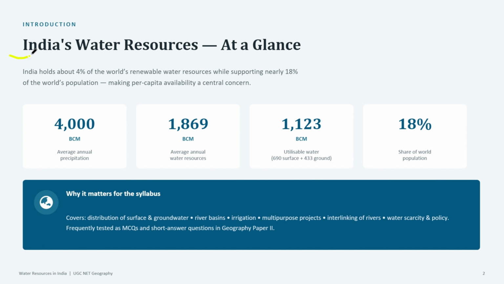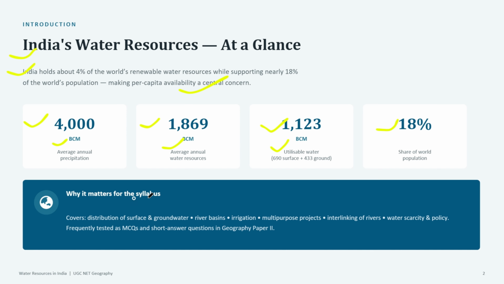First of all, introduction: India's water resources at a glance. India holds about 4% of the world's renewable water resources while supporting nearly 18% of the world's population, making per capita availability a central concern. Okay, 4,000 BCM average annual precipitation, 1,869 BCM average annual water resources, 1,123 BCM utilizable water, 690 surface and 433 ground, 18% share of world population.